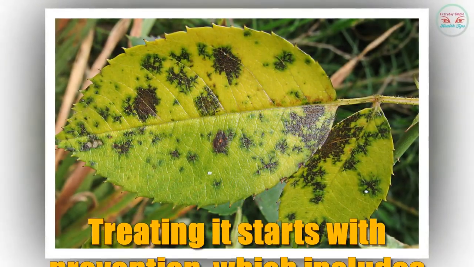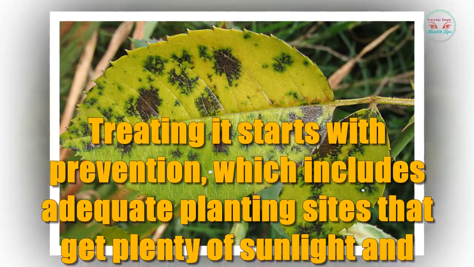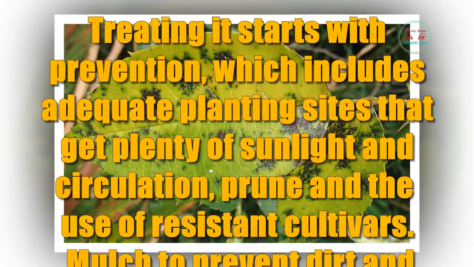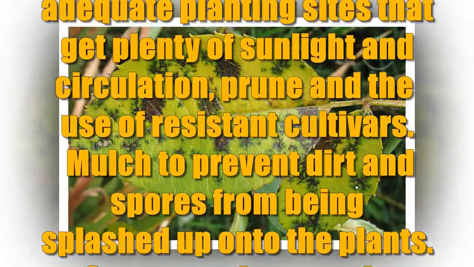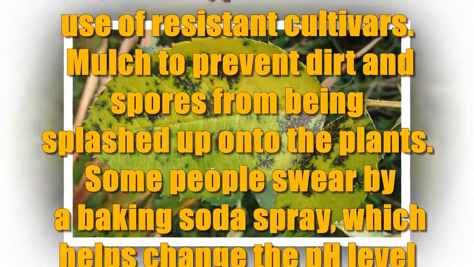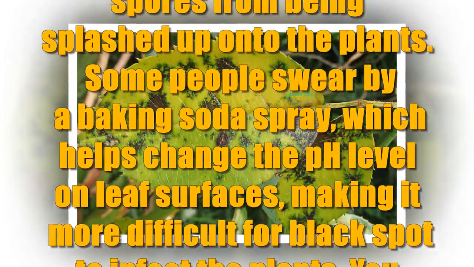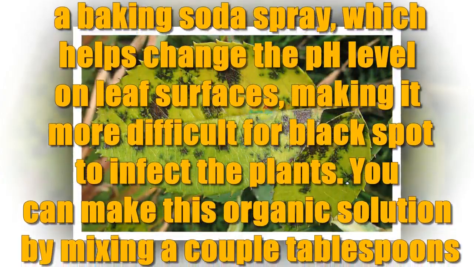Treating it starts with prevention, which includes adequate planting sites that get plenty of sunlight and circulation, pruning, and the use of resistant cultivars. Mulch to prevent dirt and spores from being splashed up onto the plants. Some people swear by a baking soda spray, which helps change the pH level on leaf surfaces, making it more difficult for black spot to infect the plants.